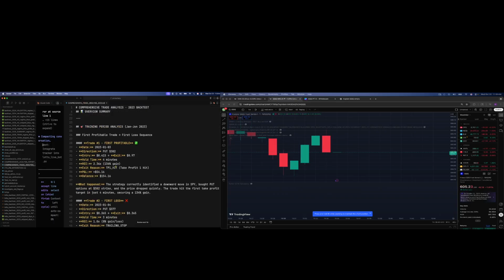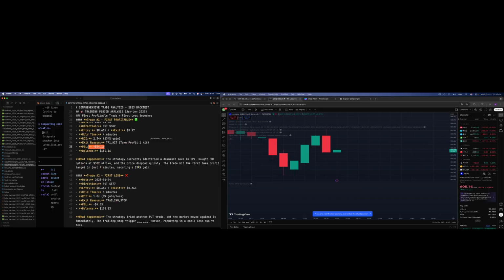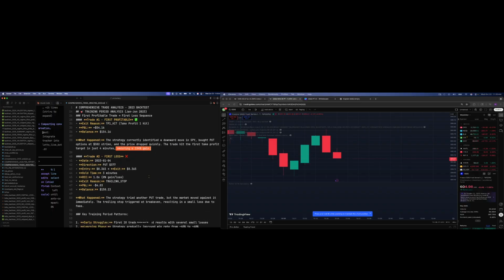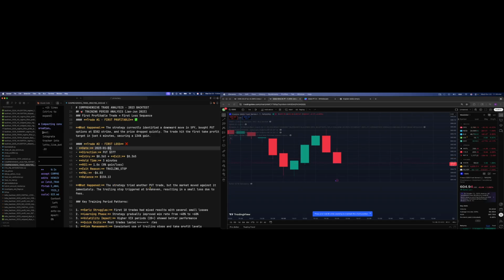All right, we talked about this. First trade, we made $54. That ain't bad. This strategy correctly identified a downward move in SPY and bought a put option at 382, and that price dropped quickly. The trade hit the first take profit target in just 4 minutes, securing a 134% gain. The first loss: the strategy tried another put, but the market moved against it. Immediately, the trailing stop loss triggered at break even, resulting in a small loss due to fees.